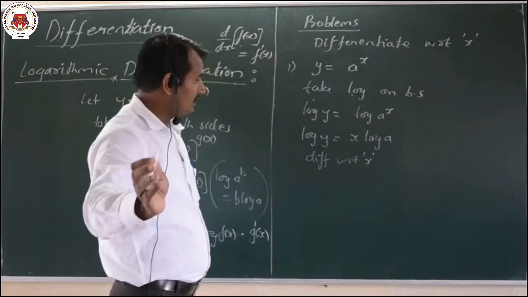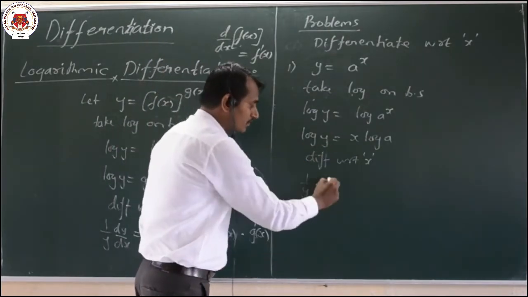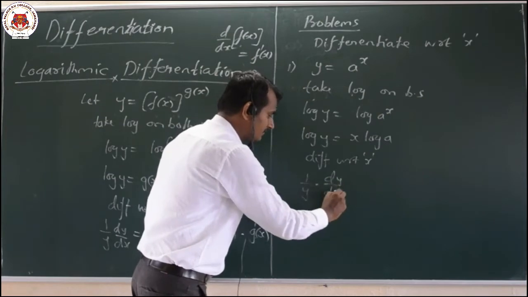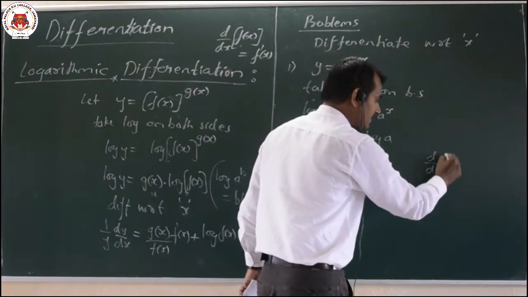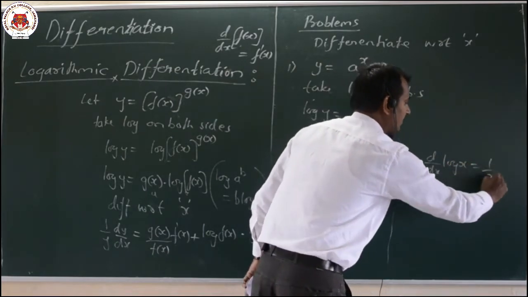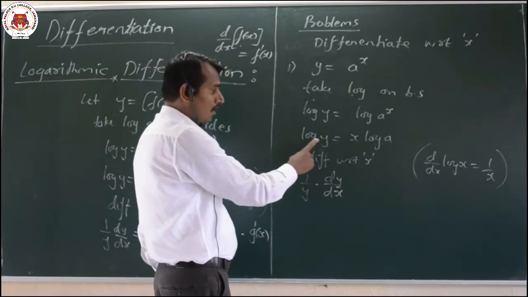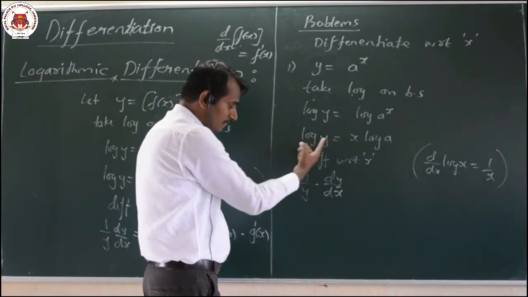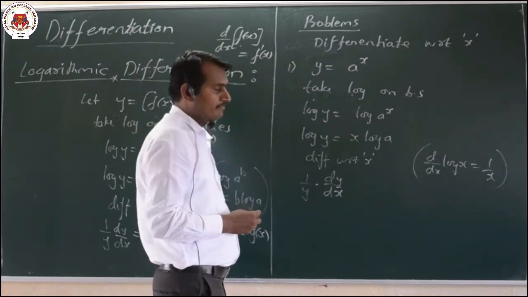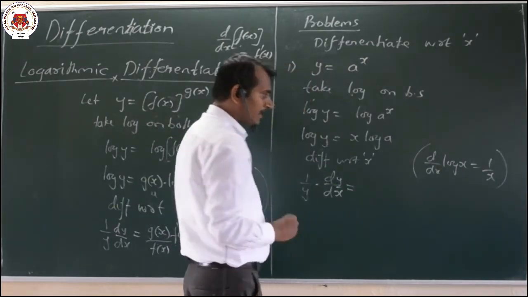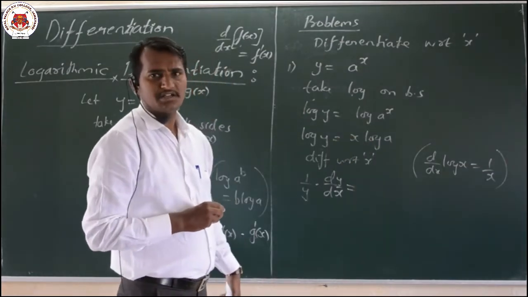Dear students, now it is very clear. Log y differentiation is 1 by y. Further differentiation of y becomes dy by dx, because you are differentiating with respect to x, and d by dx of log x value is 1 by x. Since it is a differentiation of the dependent variable, log y becomes 1 by y, and further differentiation of y is dy by dx. First thing, equal to. Now here, since log a is a constant here.